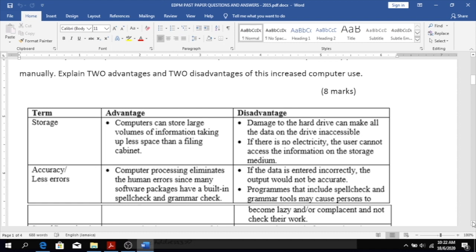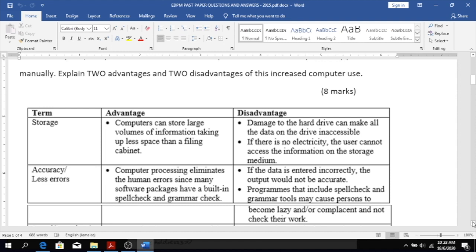All right, the next term that we're going to be looking at is accuracy, or fewer errors. Advantage: computer processing eliminates human errors, since many software packages have a built-in spell check and grammar check. Once you are using a laptop, a desktop, or a tablet, it usually indicates when there is an error. If there is a spelling error, a red line. If there is a grammar error, a blue line. When you're writing, you may make mistakes and nobody picks it up, but the computer will pick it up. See why it is an advantage? It eliminates human error.